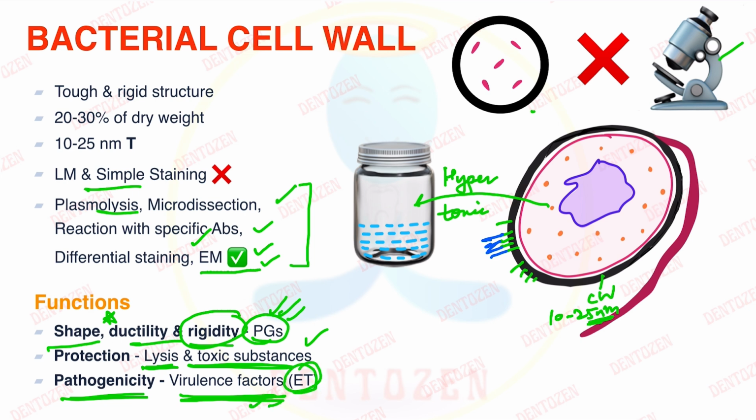Also when we give antibiotics for bacterial infections, where these antibiotics act on bacterial cell, they act on the cell wall. So that is important, that is site of action of antibiotics is cell wall.